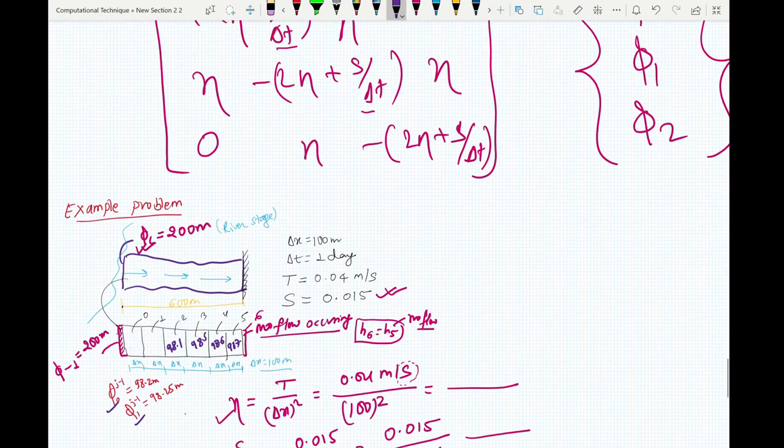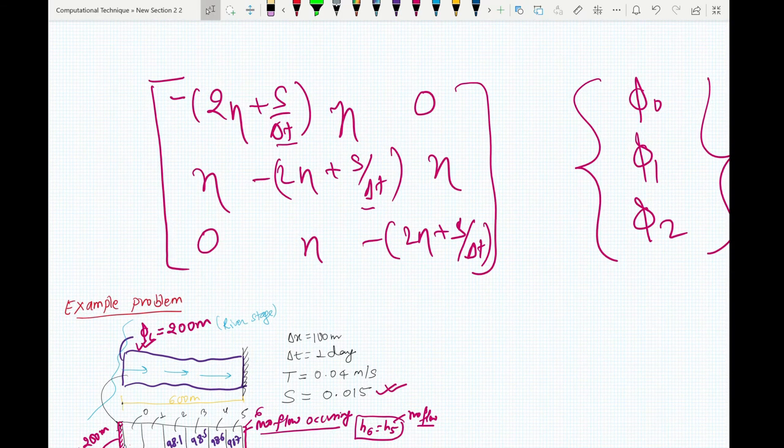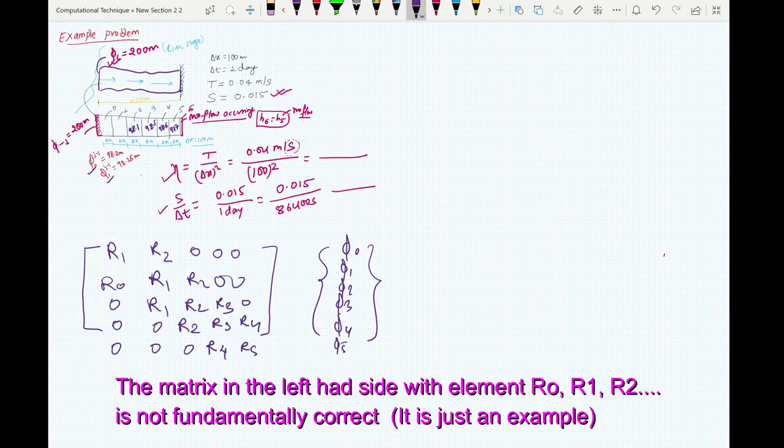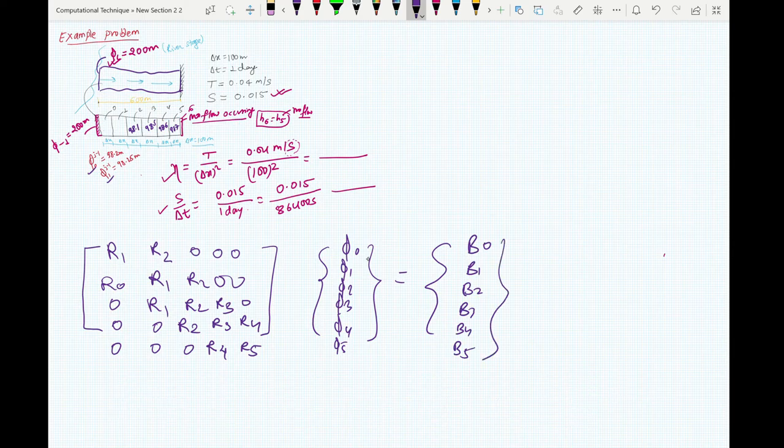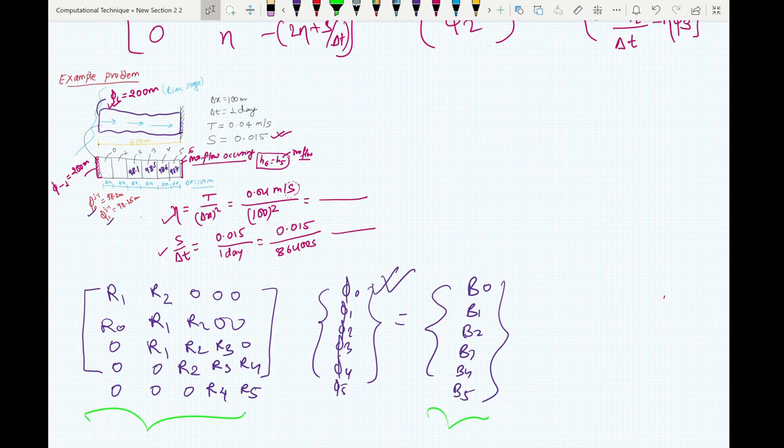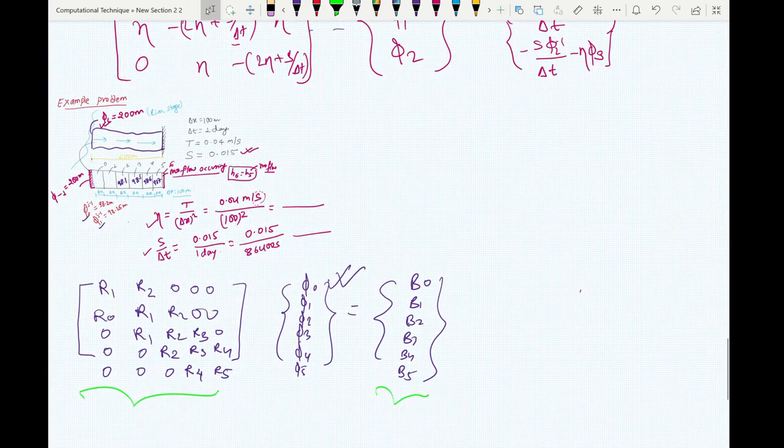So this matrix will look something like this, but you'll have extra terms here. Let's say this is R5, which will be equal to some values here. And then you solve for your phi. Since this is a lengthy equation, you may not be asked to solve for the phis, but you may be asked to find the coefficients of this matrix and this matrix here. Now what I'll do is go to Excel and solve this problem.